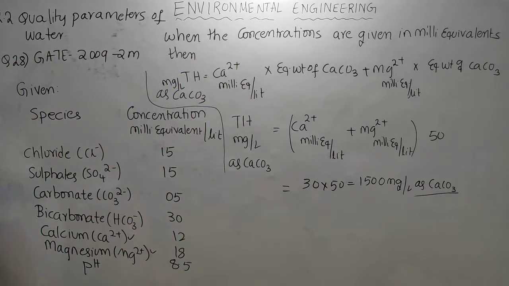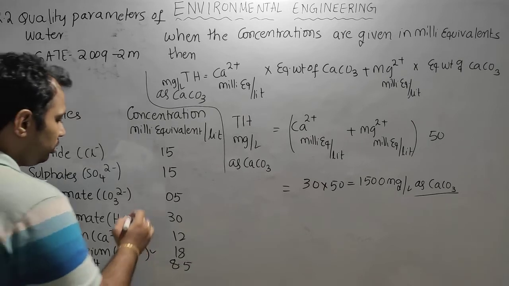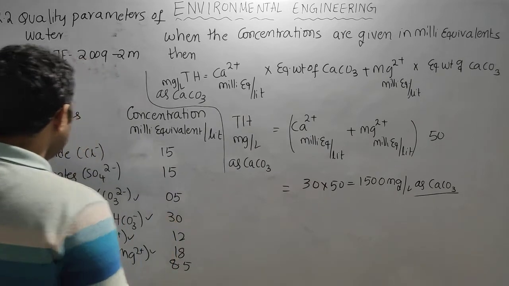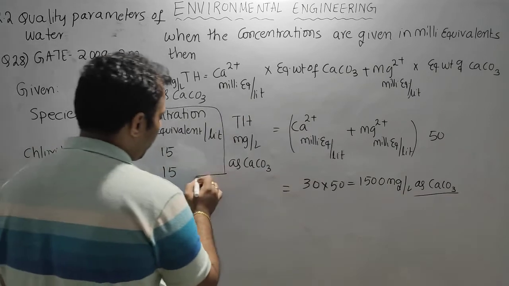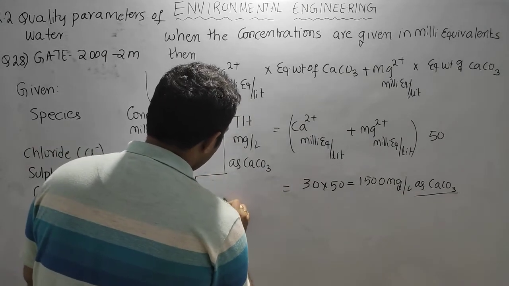Question number 29. Alkalinity present in the water as CaCO3. So alkalinity is caused because of negatively charged ions, but predominantly it is due to these two, CO3 2- and HCO3-. Okay, predominantly it is due to these two. So what is that alkalinity? Total alkalinity.